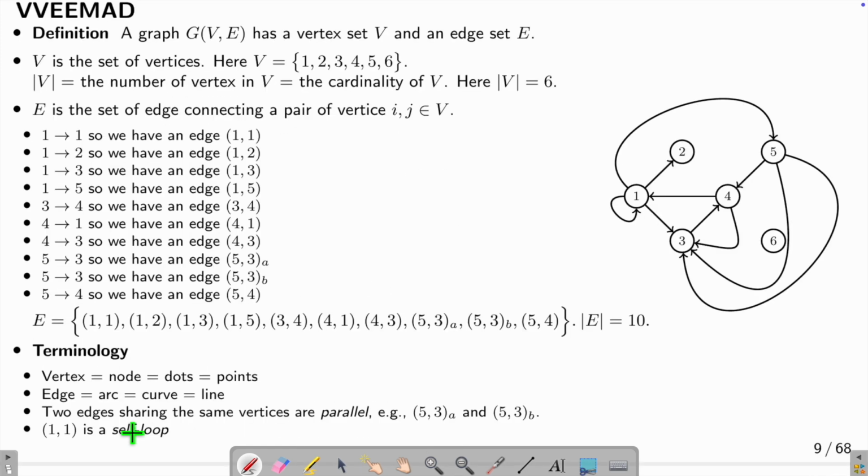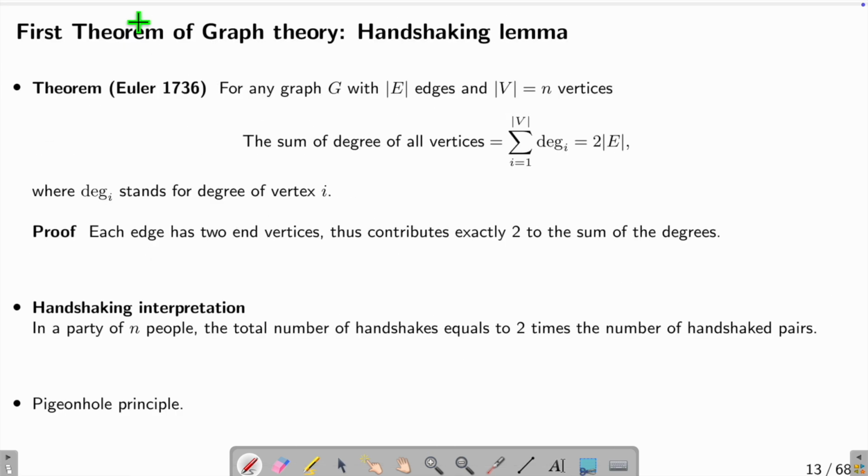And that's it. Basically, if you master this thing, you have already finished the whole graph theory part. I'm not going to go deeper than this. That's it. So, the first graph theory theorem is called the handshaking lemma. Actually, this is related to the pigeonhole principle. I said in a party of, let's say, 20 people, and they shake hands with each other, there will always be 2 of them shaking the same number of hands.